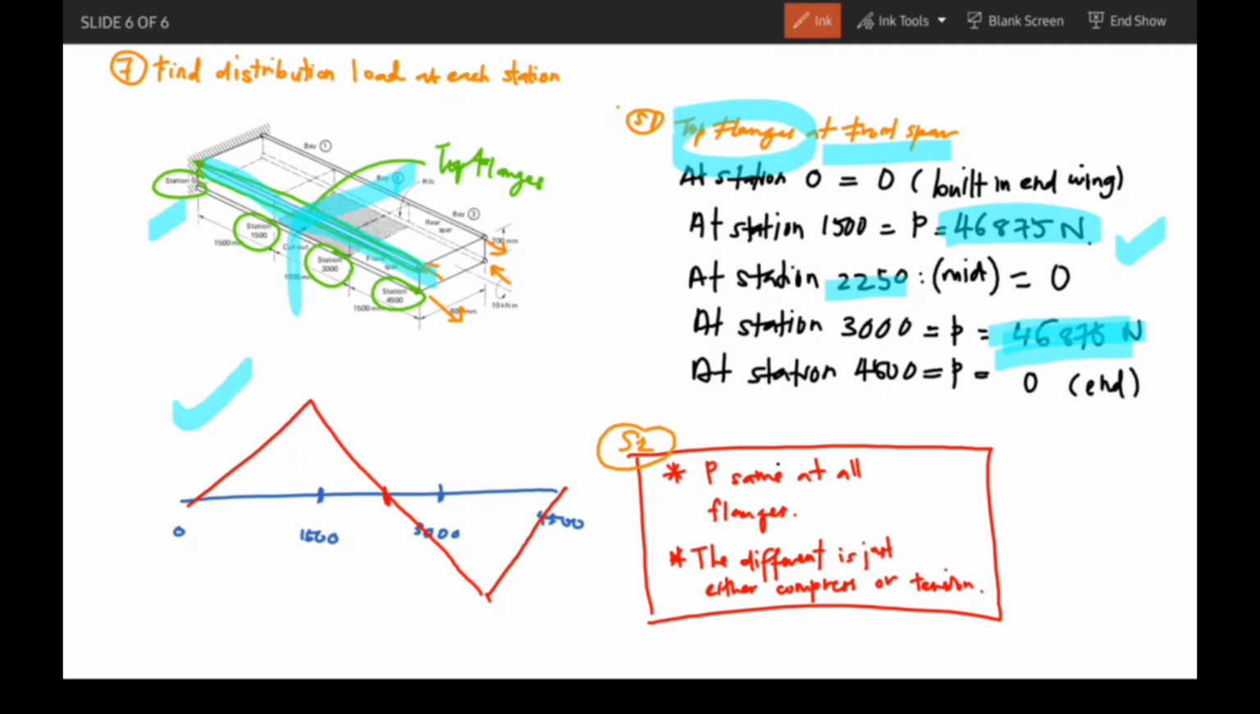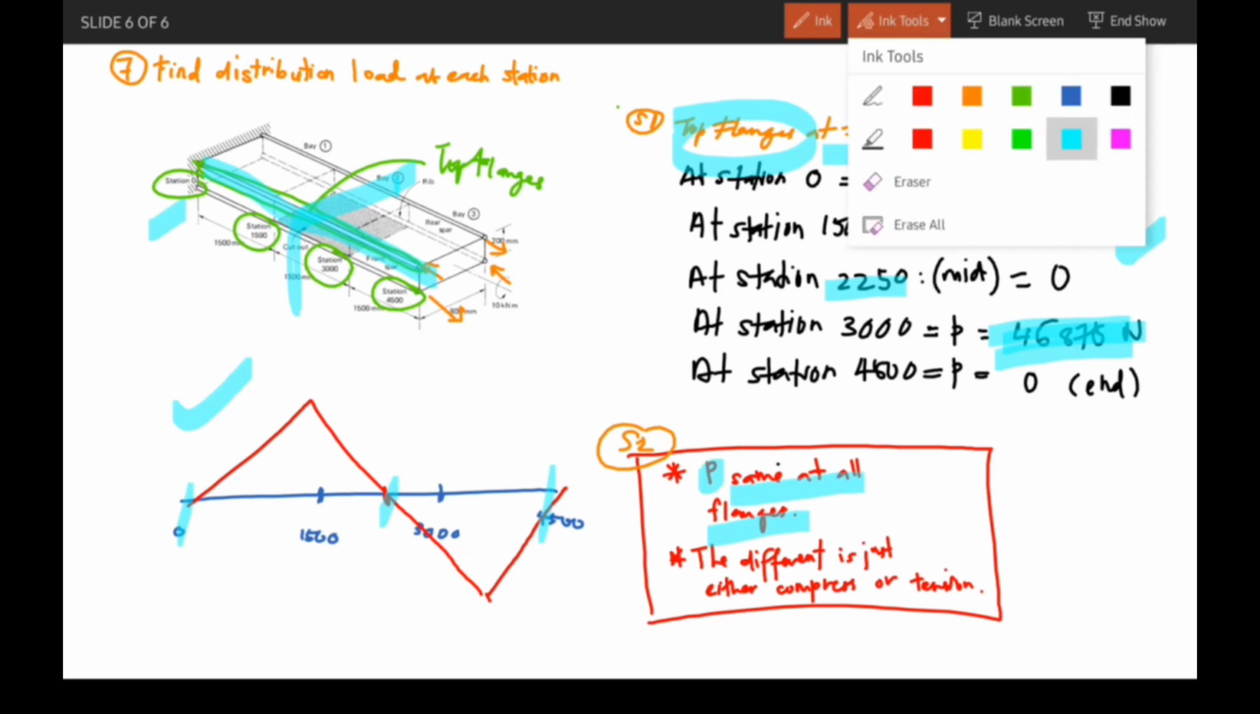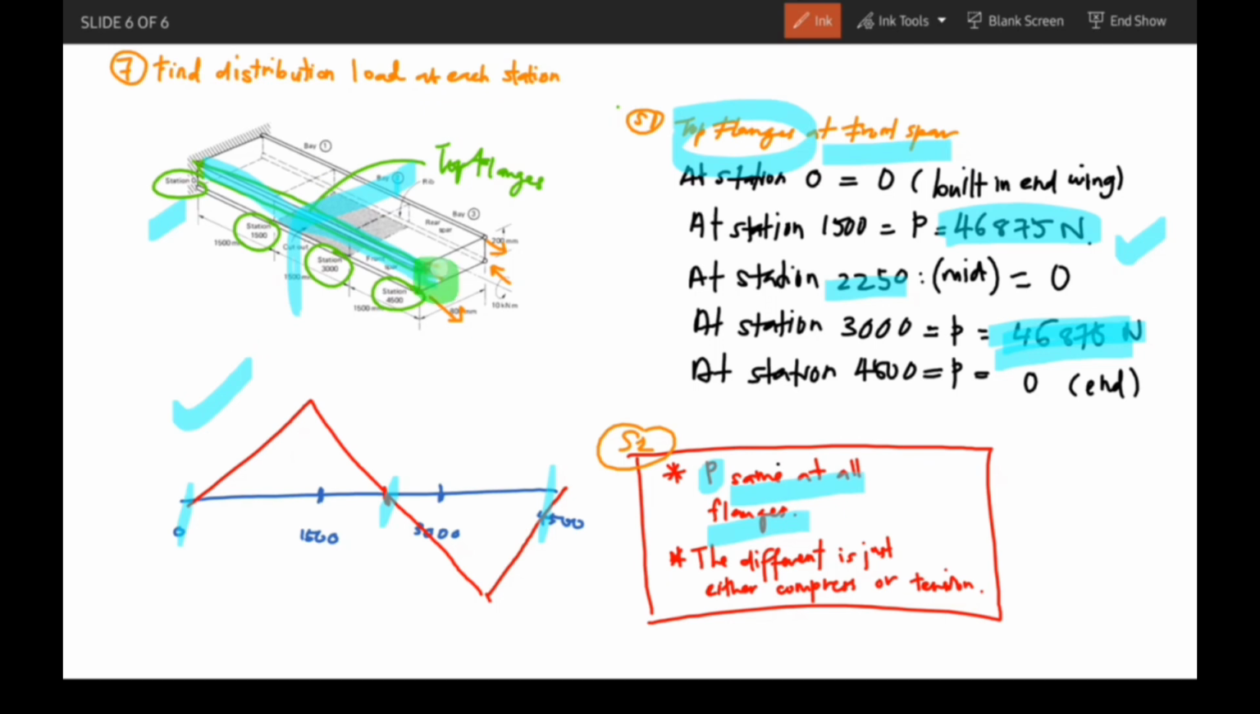This is the distribution, 0 here. And lastly, the thing you need to take note of is that P is actually the same at all flanges, and the difference is just whether the flanges are in compression or tension. Like this one, the P is under compression, this one is tension, this one is compression, this one is tension. That's it. Thank you.